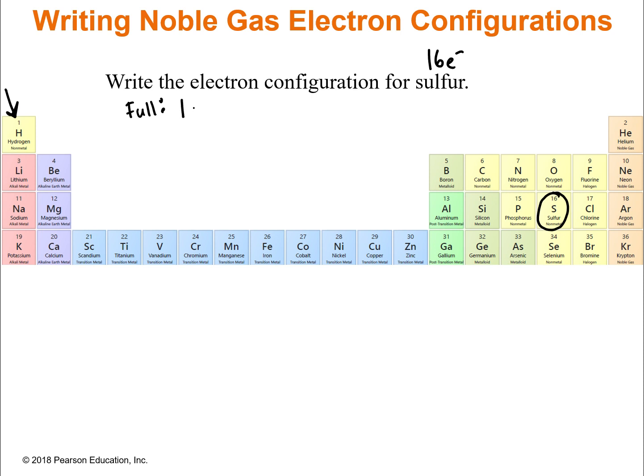Starting at the beginning, we fill the 1s. Now we start filling the second main energy level, starting with the s sublevel, and we fill that. Then we fill the p sublevel, and we're still not there. We fill in the 3s sublevel. Then we arrive at 3p, and that's the home of sulfur. So we should count 1, 2, 3, 4. That's the full configuration.